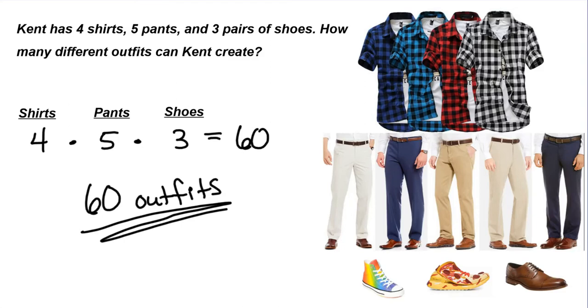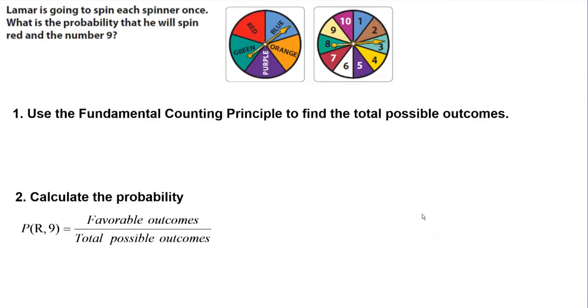Now, that's a lot faster way than having to create a table or an organized list and actually list all of those out, all 60 of those out. So you can see the advantage that we have here with the fundamental counting principle in finding the total possible outcomes. So let's use it to find some probability here.